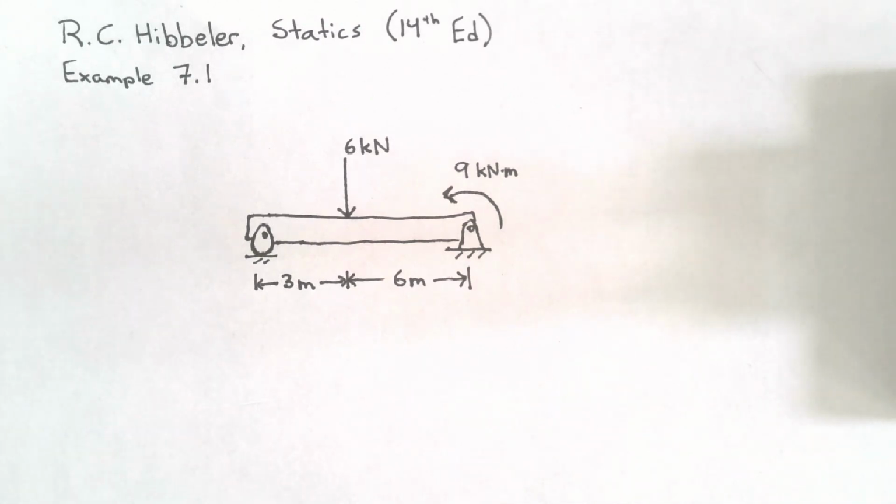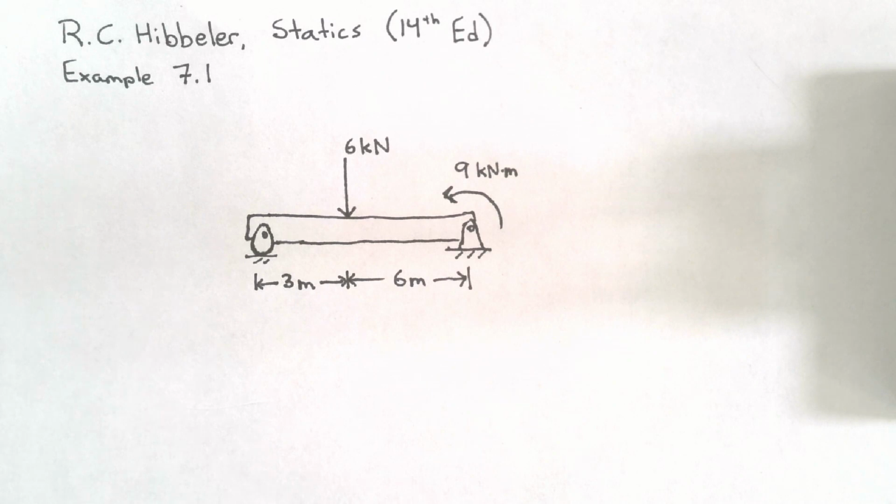In this example, we're given a beam that is supported by a hinge on the right and a roller on the left. The beam experiences a 9 kilonewton meters bending moment at the hinge and experiences a 6 kilonewton vertical force acting at about 3 meters from the roller.